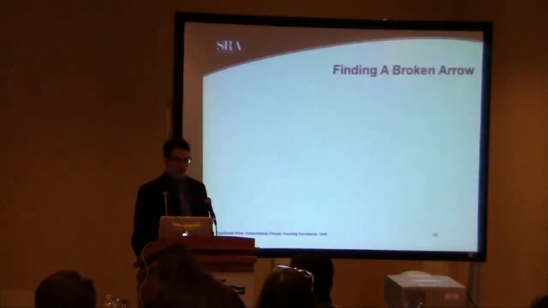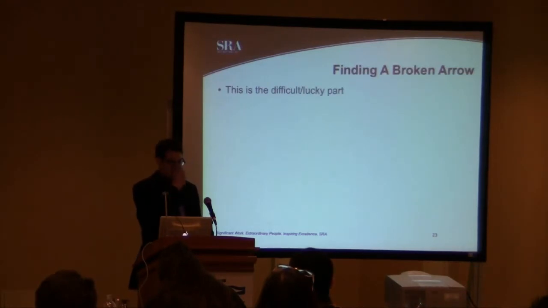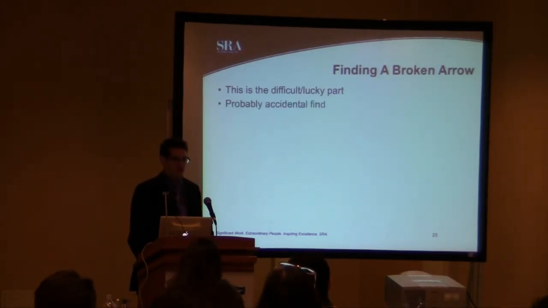So, finding a broken arrow. This is actually the most difficult part of this whole process, or lucky, depending on how you look at it. Being able to actually identify that somebody is using something that is 0-day or relatively new against you is a little bit more difficult to do. You're probably going to find it accidentally.